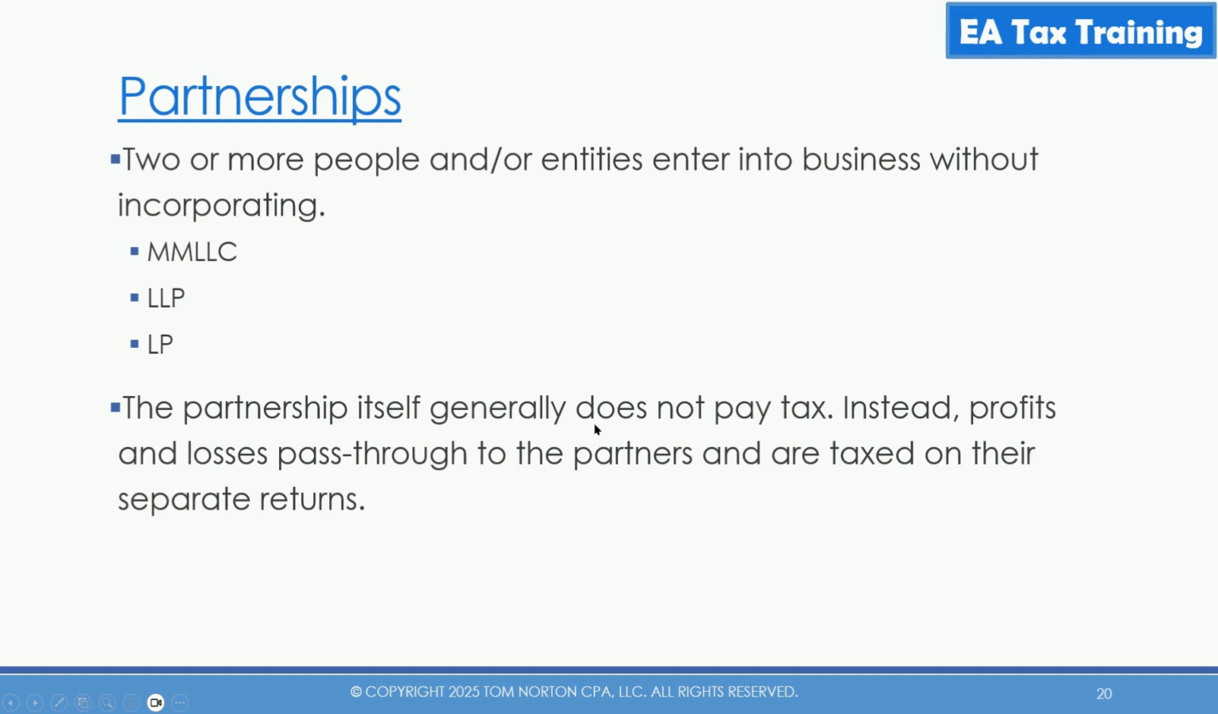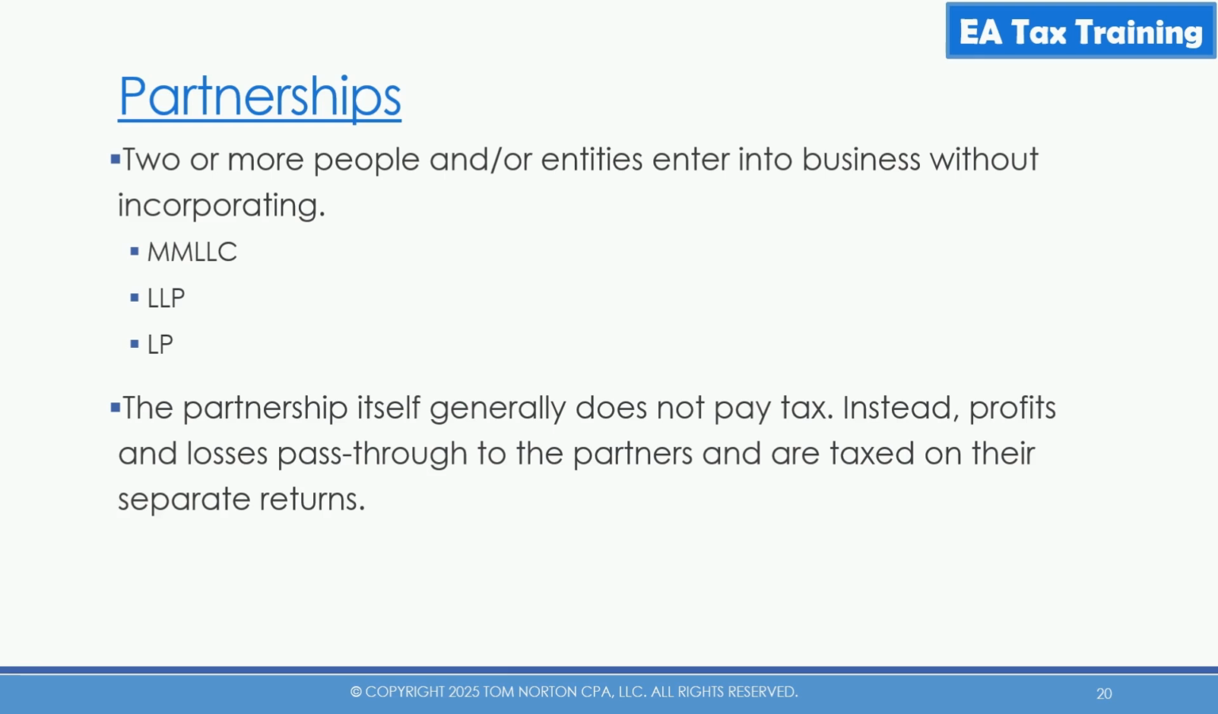There can be exceptions that we'll talk about, but generally the partnership itself does not pay tax. Instead, the profits and losses pass through to the partners and are taxed on their separate tax returns. So it is called a pass-through entity, along with the S corporation.